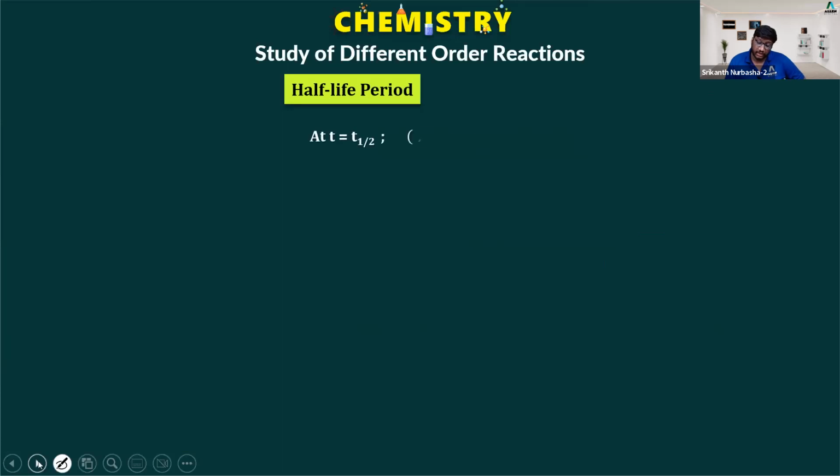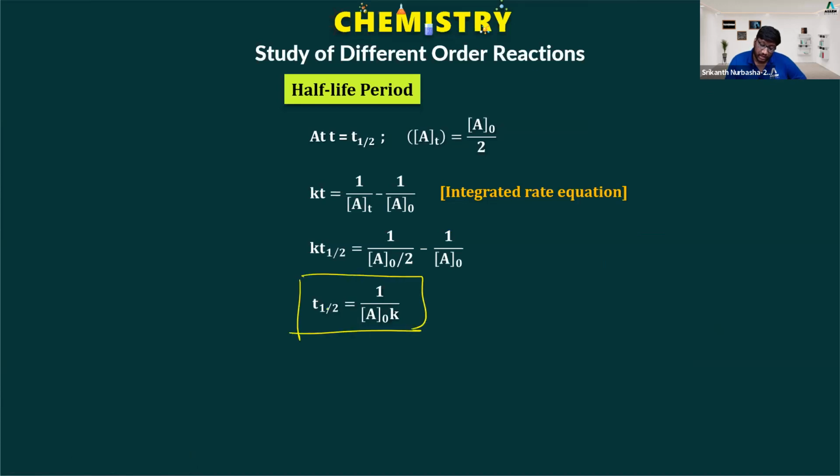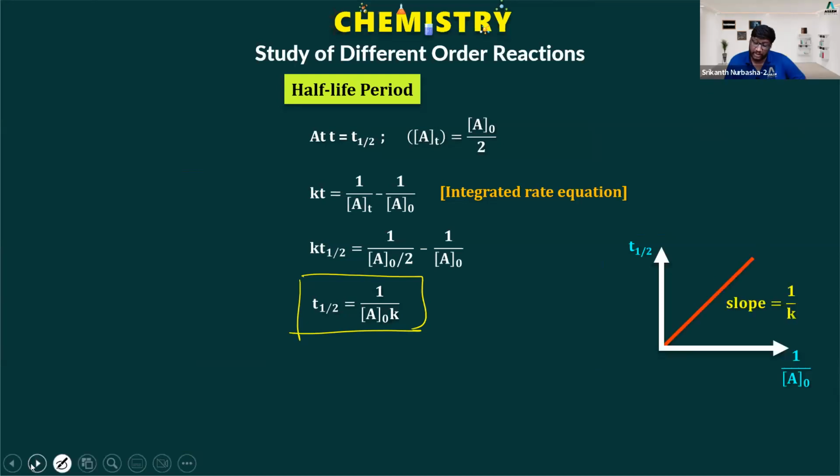Half-life period at time t equal to t half. You have t half is equal to 1 by concentration of A naught into k. Again, you try to plot a graph. T half you take on the y-axis, 1 by A naught you take on the x-axis. You will get a straight line passing through origin with a slope of 1 by k.